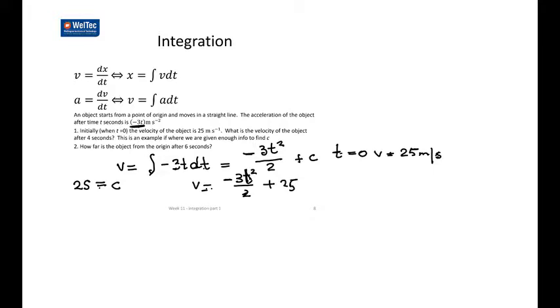And you're then asked to find the velocity after 4 seconds. Now we've got our velocity function, and we know that t is equal to 4. So it's just a matter of substituting t equals 4 into our velocity function, and we get velocity is equal to 1.